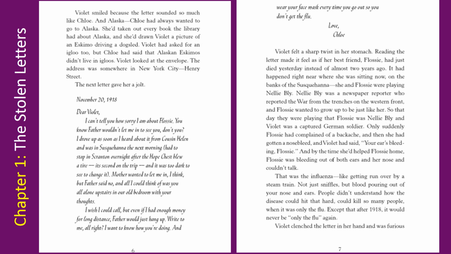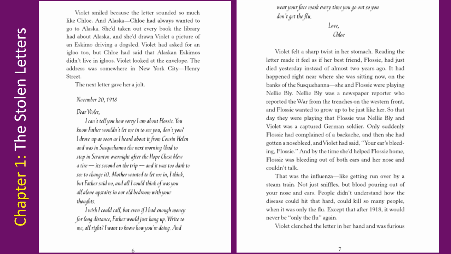Page 6. Violet smiled because the letter sounded so much like Chloe. And Alaska. Chloe had always wanted to go to Alaska. She'd taken out every book the library had about Alaska, and she'd drawn Violet a picture of an Eskimo driving a dog sled. Violet had asked for an igloo too, but Chloe said that the Alaskan Eskimos didn't live in igloos. Violet looked at the envelope. The address was somewhere in New York City, Henry Street. The next letter gave her a jolt.